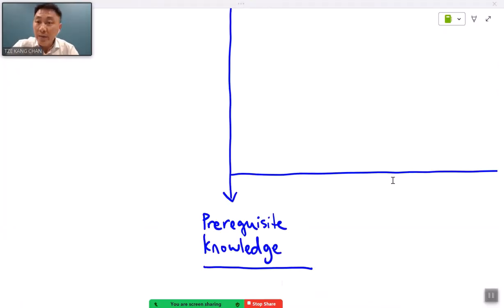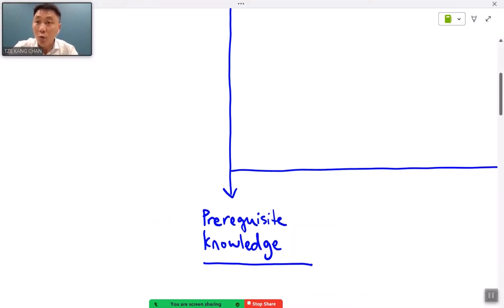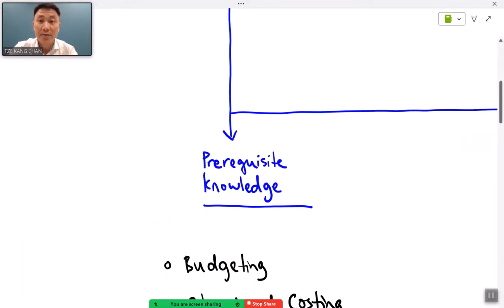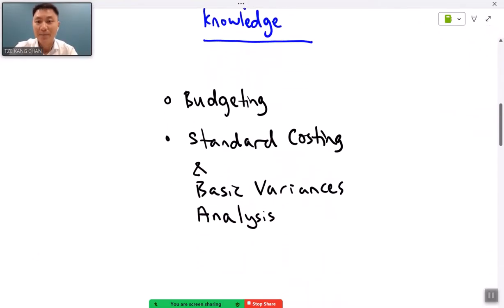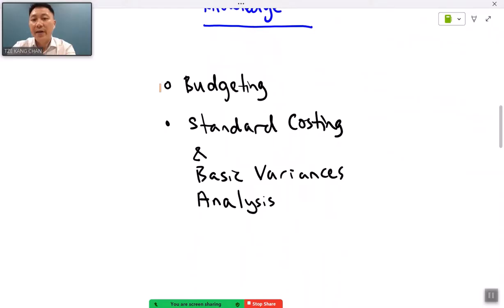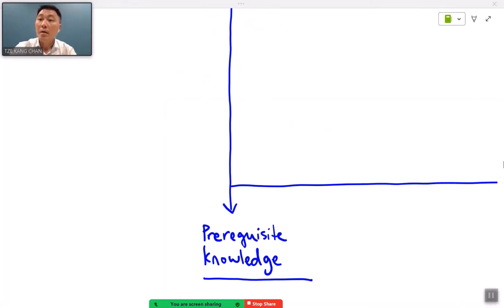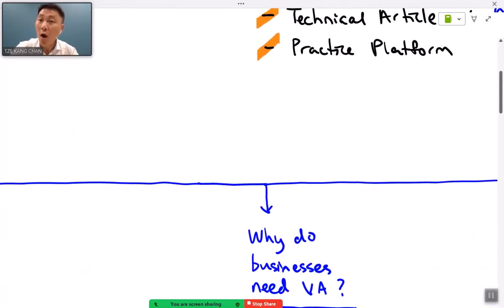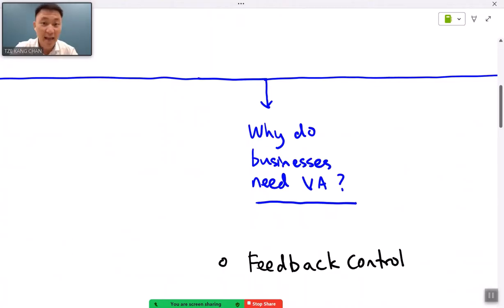So what are the prerequisite knowledge required for students to well understand the concept and fundamentals of variances analysis in Performance Management? Here are the answers. First, you are required to brush up on the fundamentals of budgeting. Secondly, the fundamentals and understanding of the standard costing system, as well as the basic understanding of carrying out basic variances analysis. Second, why do businesses require variances analysis?